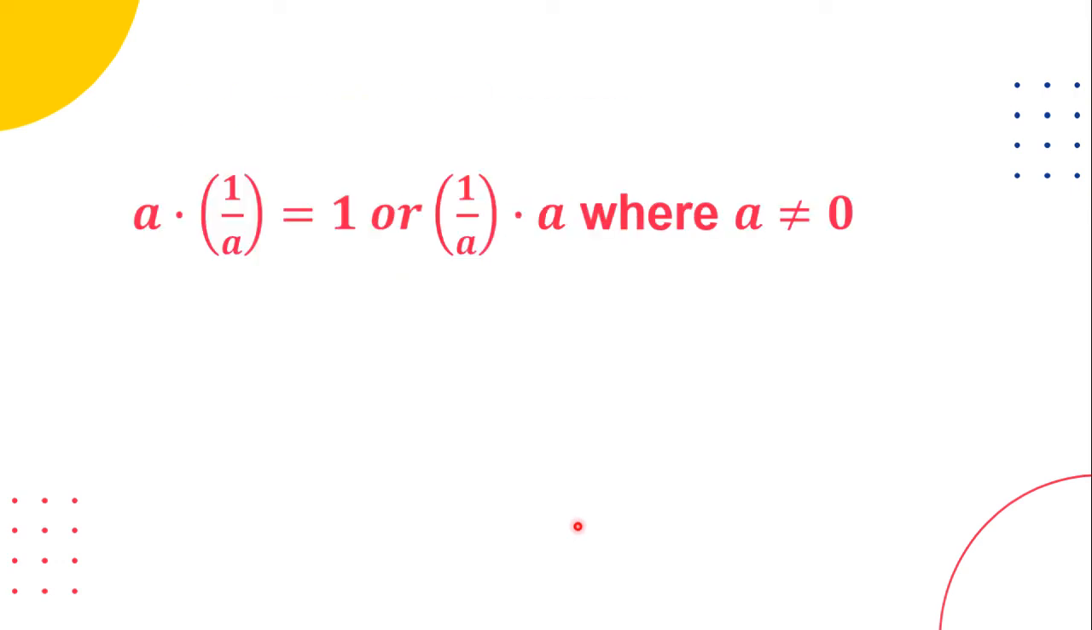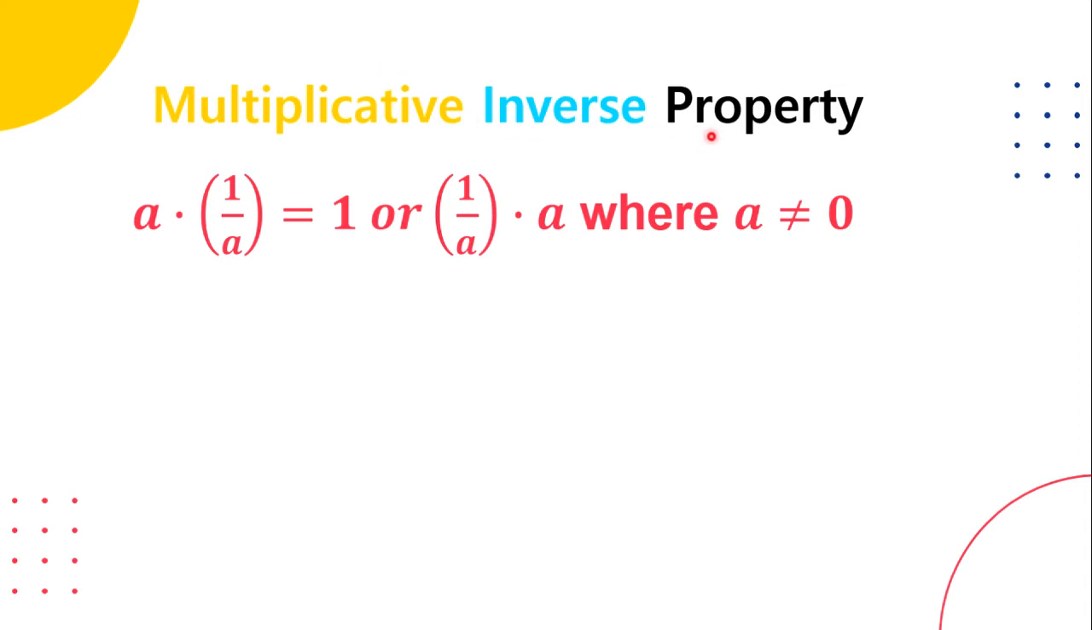Okay. So for the multiplicative inverse property, this time our goal is to make the result, the product, 1. So that's the difference from the identity property. For the identity property, we are multiplying the number by 1 and have a result of the number. Here, we have to multiply the number by its inverse, okay, when we say inverse, the reciprocal, so that we'll get a product of 1.